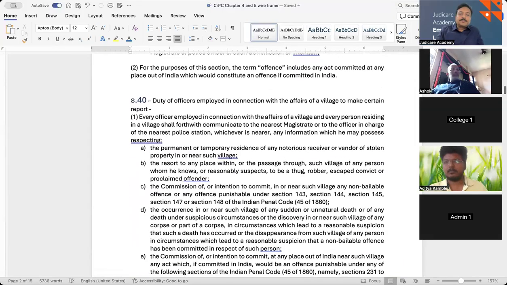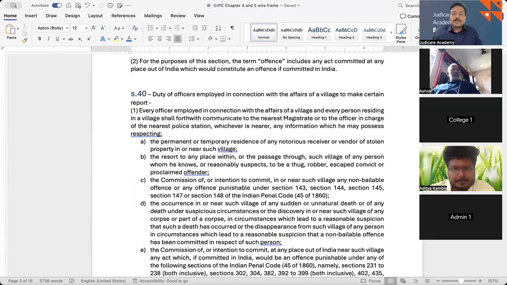But what section 39 says is, if you are aware of such offenses, you are supposed to definitely come back and report all these things. For the purpose of this section, the term offense includes any act committed at any place out of India which would constitute an offense if committed in India. So even offenses committed near India or outside India are also included in this.